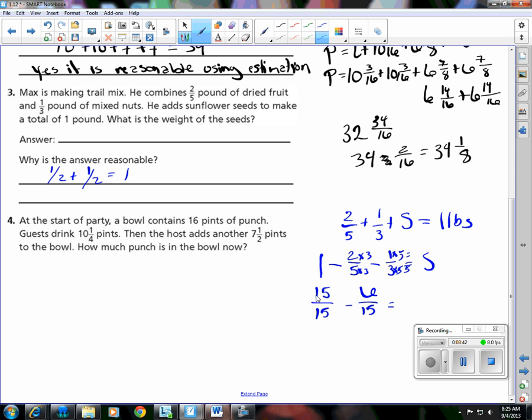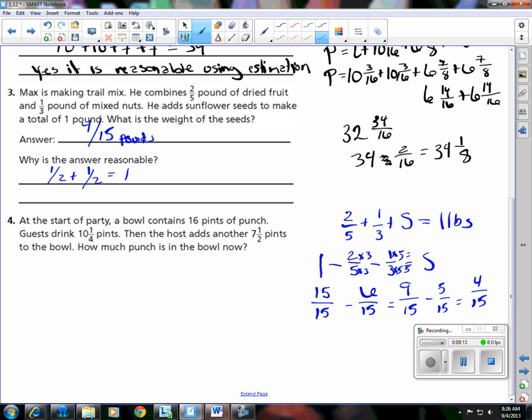Let's try again. 15 minus 6, 9/15. How about that? And we still have minus 5/15. And we get left 4/15. Okay, so now 4/15 sounds much better. 4/15 pounds of sunflower seeds. In pounds.